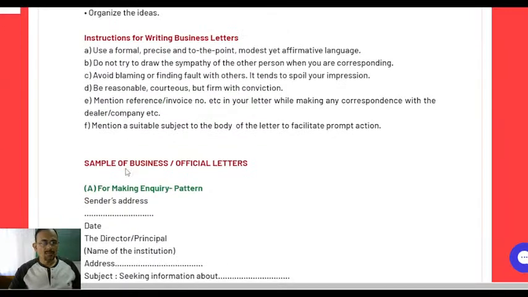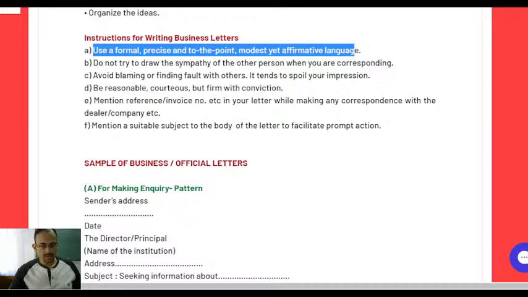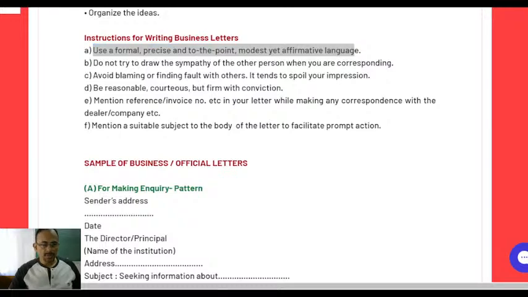There are some instructions for writing business letters that we must know, right? What are the instructions for writing business letters? So you see here, first of all, use a formal, precise, and to the point, modest yet affirmative language, right? So you please go through this.